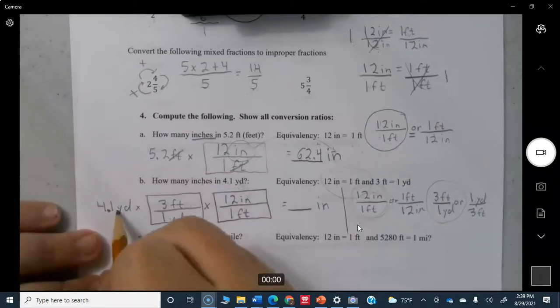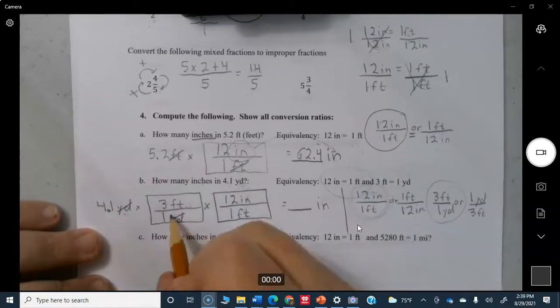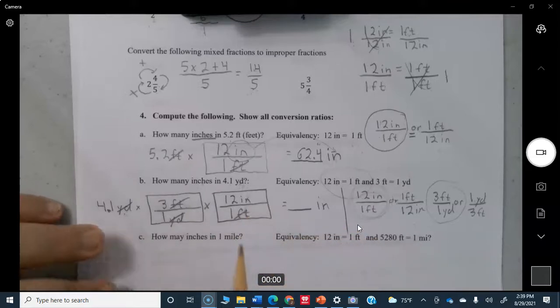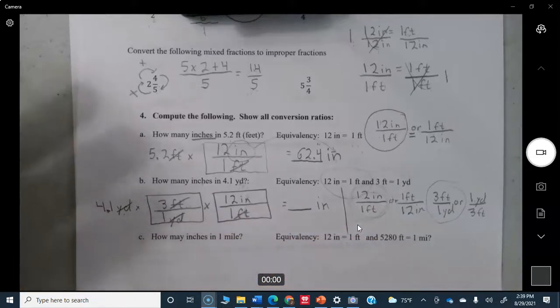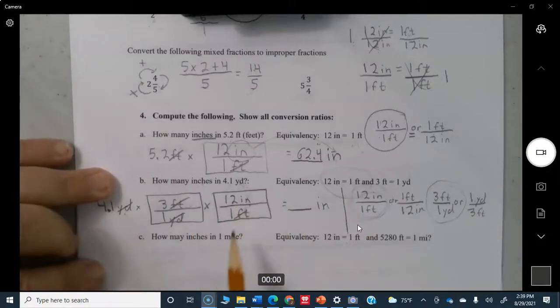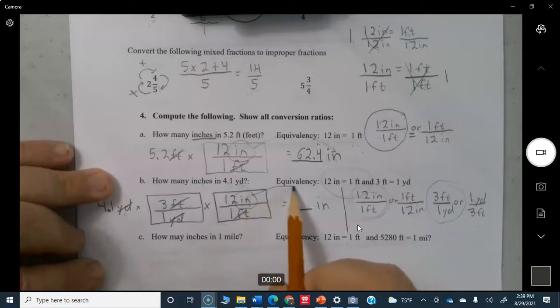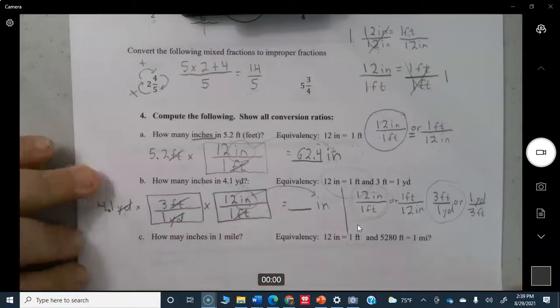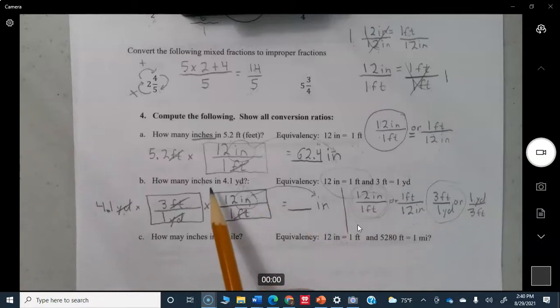And now we cancel. Yards cancels with yards. Feet cancels with feet. Remember, you're canceling just like you cancel a variable in algebra class or a number in math class as well. Okay? And the only thing we have left here that wasn't canceled is inches. That's the last man standing, and that therefore is the unit in your final answer, which is what we want. The question's asking us how many inches.